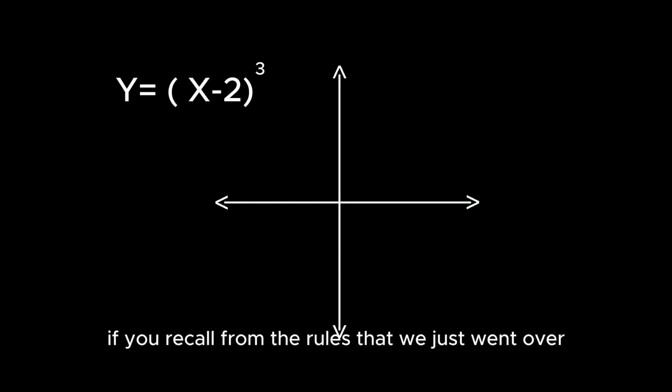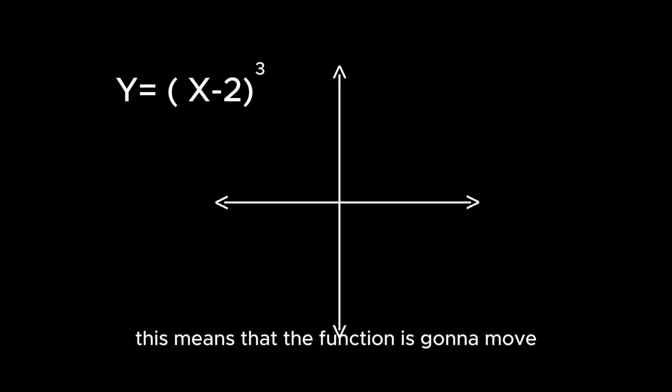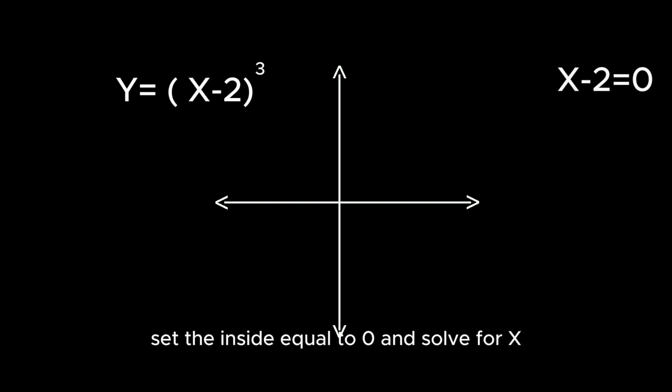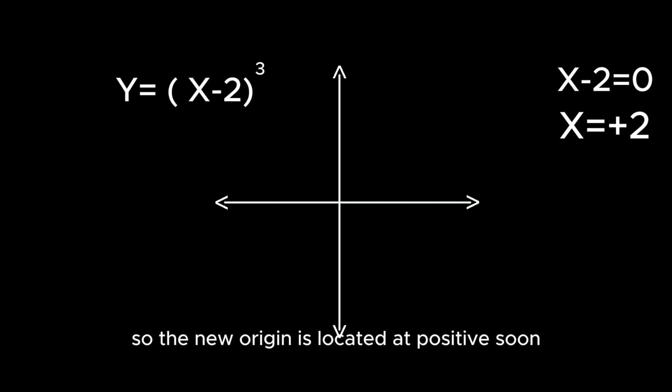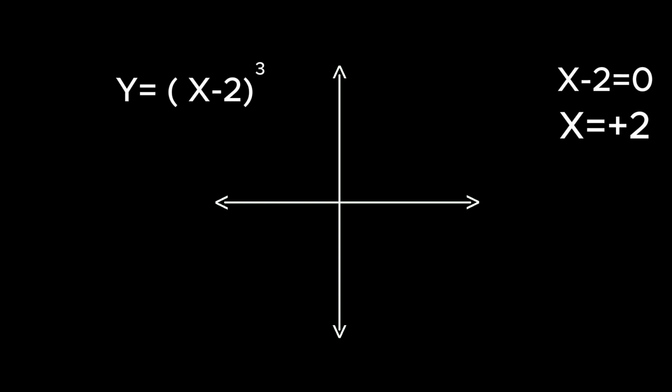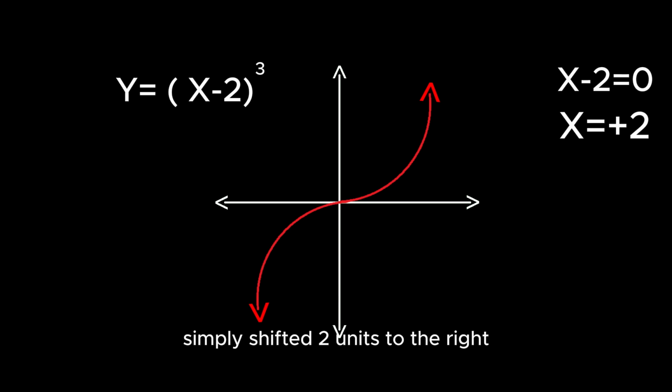As you recall from the rules that we just went over, this means that the function is going to move 2 units to the right. If you ever forget, set the inside equal to 0 and solve for x. So the new origin is located at positive 2. So this graph is going to look like this. It's simply shifted 2 units to the right.